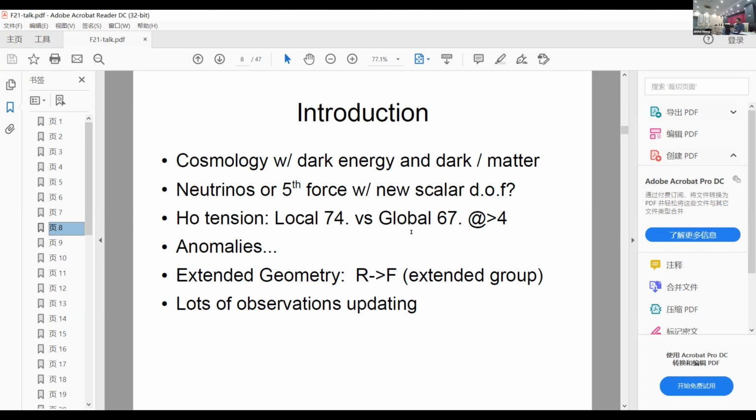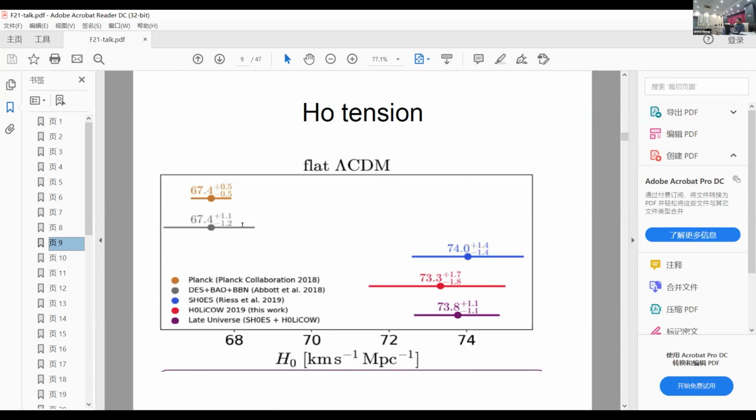So how to deal with it? Actually, there are a lot of attempts. Some put in so-called dark radiation or early dark energy or modified gravity, etc. Maybe 100 models. But in this talk, we focus on geometry. This is the actual tension, just as I mentioned. The local groups got values around 74, and other groups, especially based on the CMB observation, got smaller values. That tension is acceptable for the so-called standard cosmology model. But we try to relieve this tension.